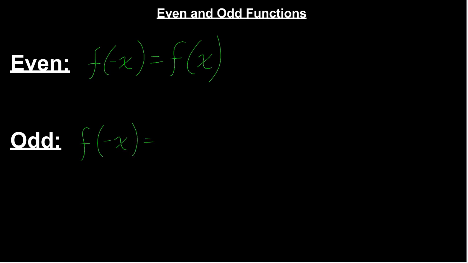In order for a function to be even, f of negative x has to be equal to f of x. In other words, it doesn't matter whether that x value is positive or negative, it's going to be the same thing. The difference with odd is that f of negative x has to be equal to negative f of x. Or in other words, if I have negative x, it's going to be the opposite. So let's look at a couple examples, and we're going to talk about making connections both algebraically and graphically.